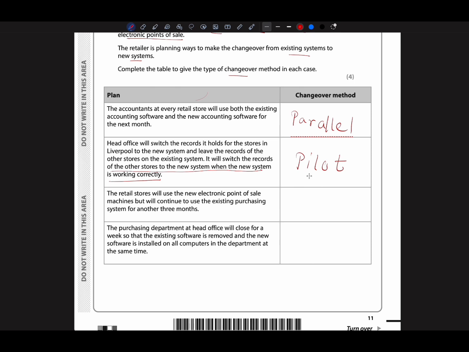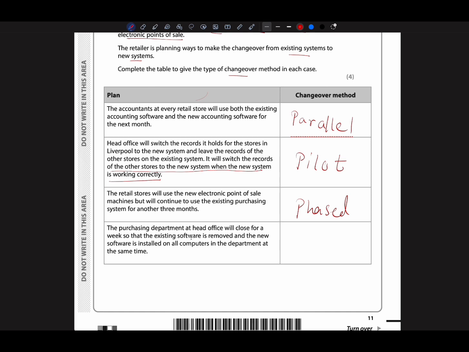Then, when it comes to the retail store: it will use the new electronic point of sale machines, but will continue to use the existing purchasing system for another 3 months. That means they already have the new system, but still want to use their older system for 3 months. This is called phased. So after 3 months, they want to use the new one.